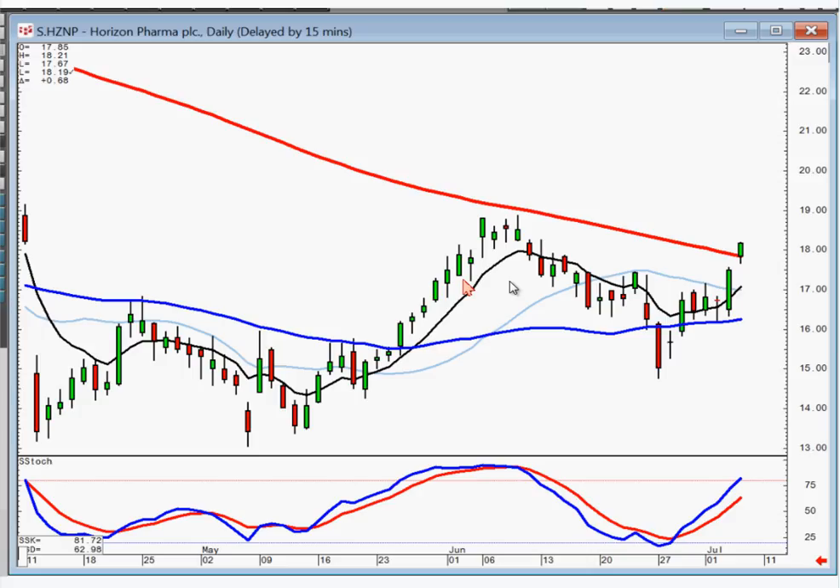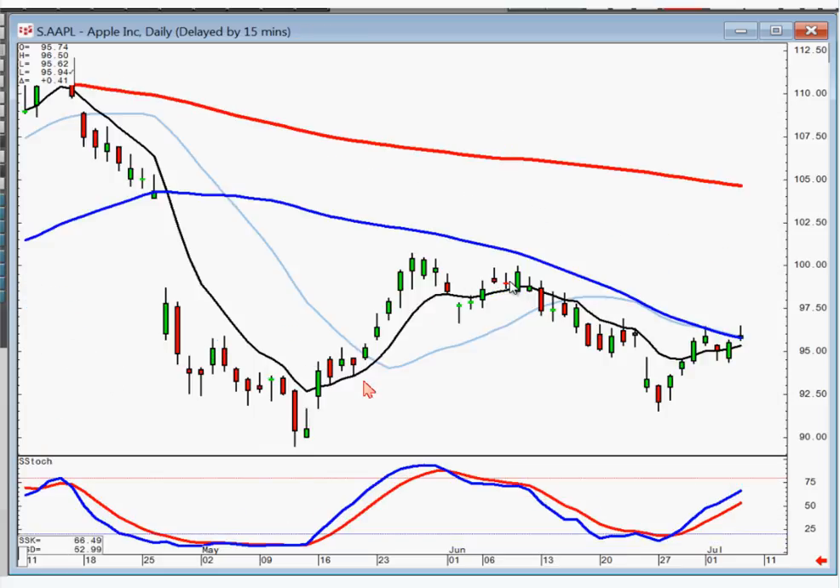That's somewhat of a bobble coming up through, and as I say, I think Apple was more of an illustration of a bobble where it hit the 50, pulled back. Now if it gets up through the 50, the bobble is in place.